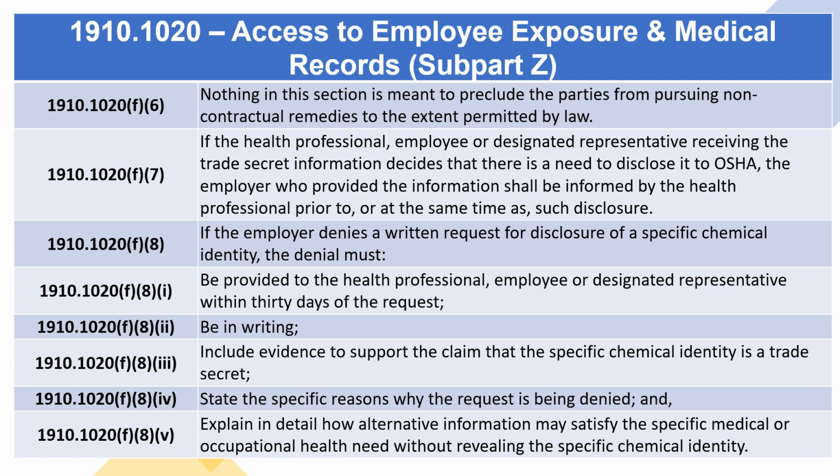1910.1020(f)(8). If the employer denies a written request for disclosure of a specific chemical identity, the denial must (i) through (v) be provided to the health professional, employee, or designated representative within 30 days of the request; (b) be in writing; include evidence to support the claim that the specific chemical identity is a trade secret; state the specific reasons why the request is being denied; and explain in detail how alternative information may satisfy the specific medical or occupational health need without revealing the specific chemical identity.